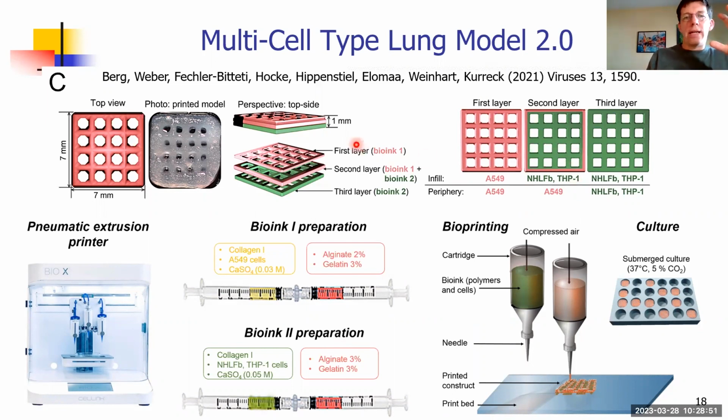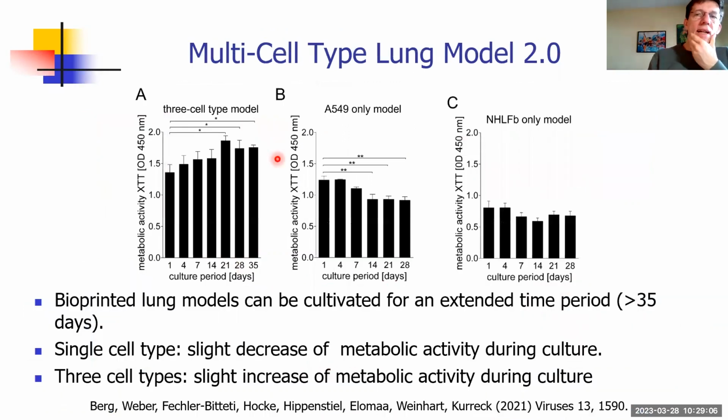So we had 2 basic layers of fibroblasts and the immune cells, and then we had the top layer with our epithelial cells. So it's a multiple cell type model. And so one interesting observation was that the different cell types improve cell viability. So here we have the time course of our 3 cell type model, including the A549 cells, the fibroblasts and the THP1 cells. And we cultured the model over 35 days.